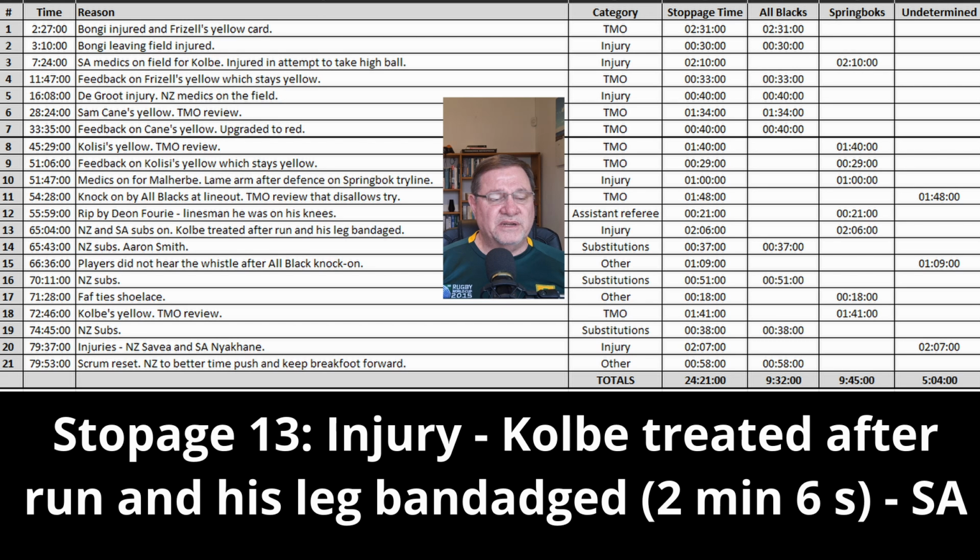In the 65th minute and 4 seconds, the New Zealand and South African subs came on, and Kobe was treated after a run and his leg bandage. The total stoppage time was 2 minutes and 6 seconds, so the category is injury, and I allocated the total 2 minutes and 6 seconds to the Springboks, given that it's one of their team members that was injured.